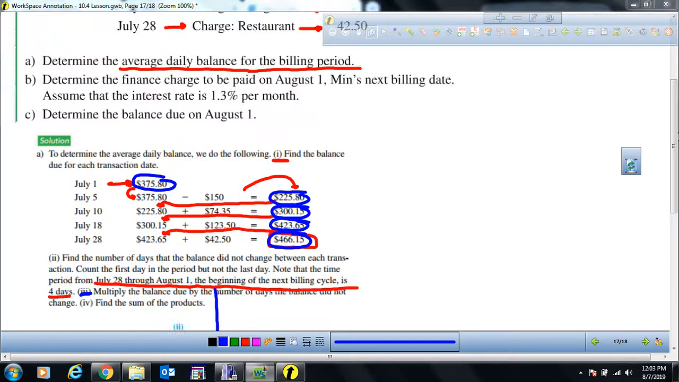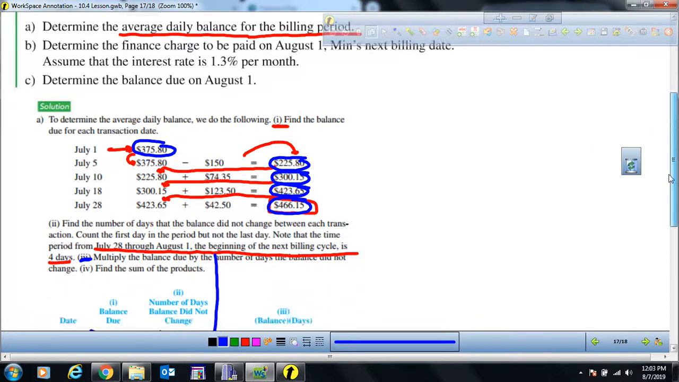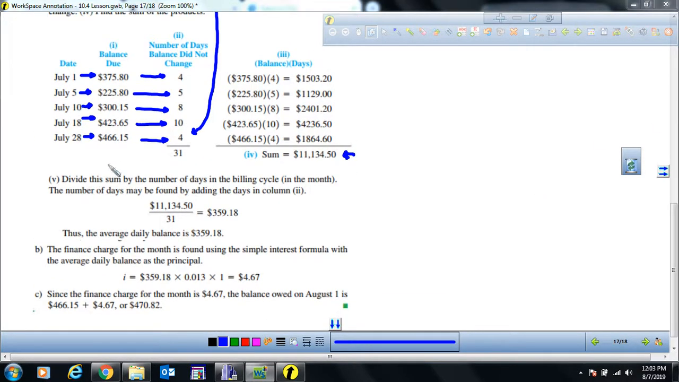Now, what are we looking for? We're looking to find out the average daily balance for the billing period, the average. So, last step to find the average daily balance: divide this sum by the number of days in the billing cycle in the month. The number of days may be found by adding the days in column 2. So in column 2, add all these days, we get 31. That's the number of days in this billing cycle.